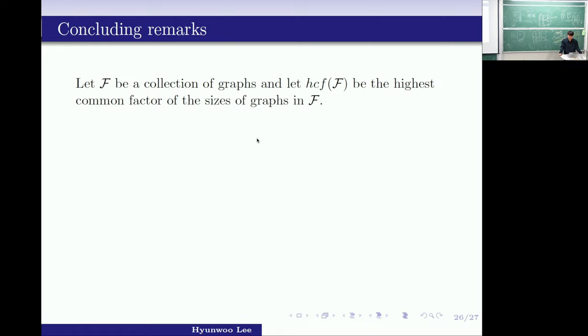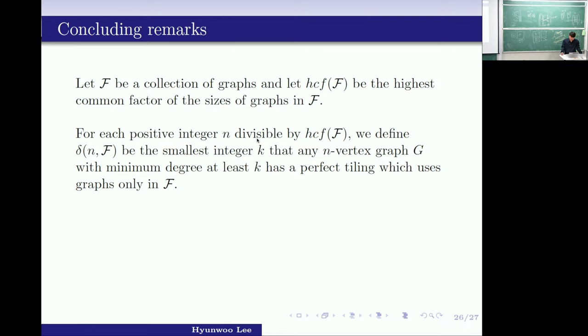And the second one: let's consider this curly F to be a collection of graphs, and let HCF of curly F be the highest common factor of the sizes of graphs in F. Then, let's consider each positive integer n divisible by this HCF of curly F, and we can define delta of n, comma curly F, to be the minimum degree threshold for a perfect tiling which uses the graphs only in F.